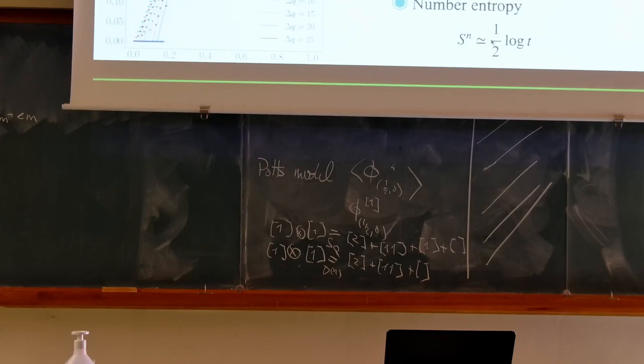So as I was saying before, the entropy grows like T, but the number entropy grows like log T. It's subleading, exactly like before. Okay, and so these are some general features.